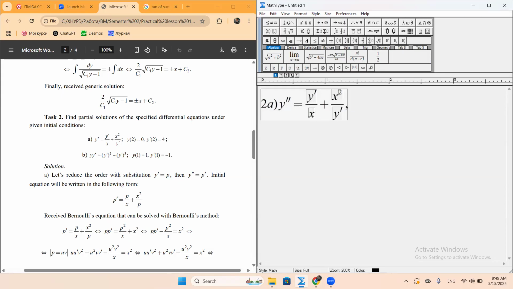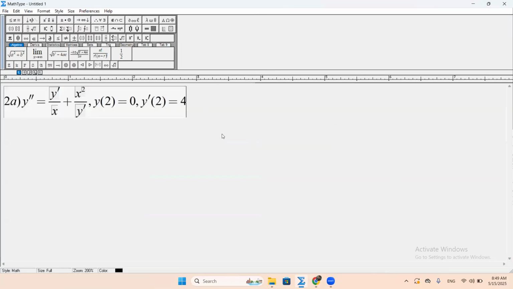And the initial conditions. Pay your attention that the number of initial conditions always equals the order of the differential equation. Here we have the second order, so it means that we have two initial conditions, one for y and the second for y prime. It always must be this way. If not, it means that there is some mistake in the task.